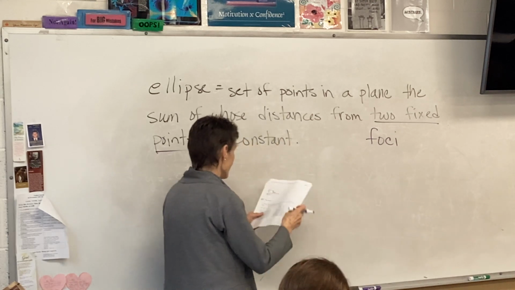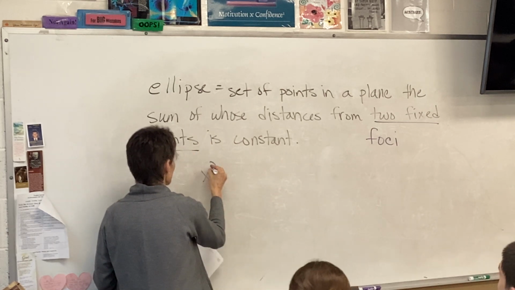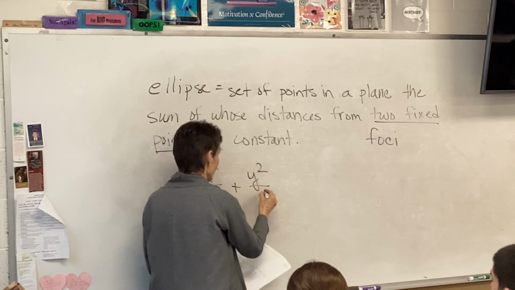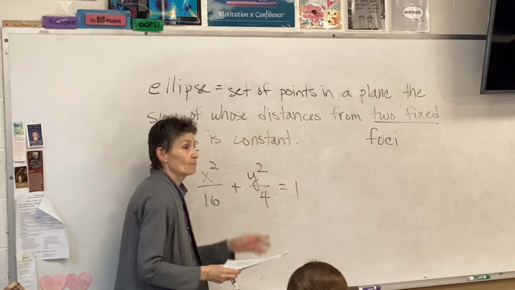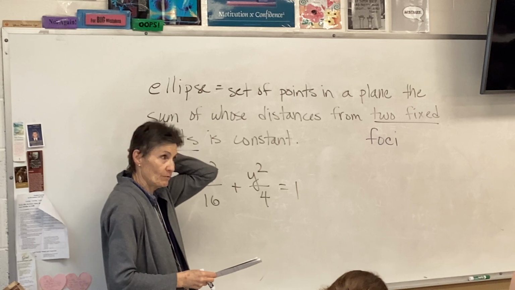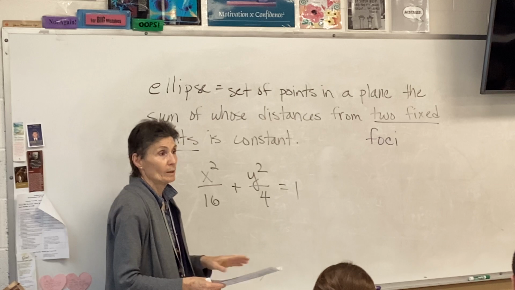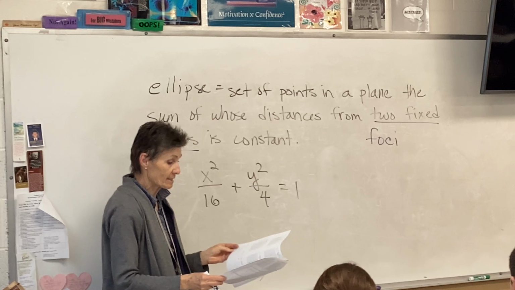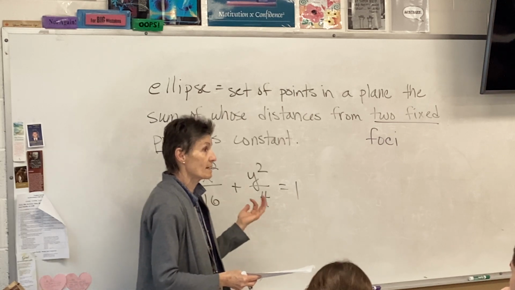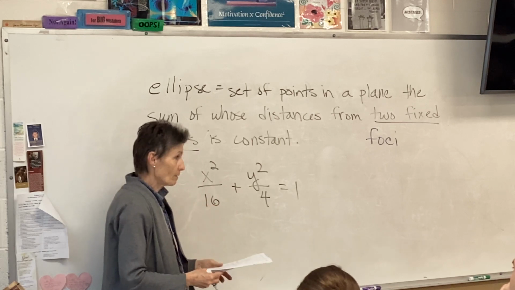So let's look at problem 1A. We have the equation x squared over 16 plus y squared over 4 equals 1. Every ellipse equation that I give you will be in standard form, okay? You will not have to put it into standard form. So in other words, you won't be doing the same kind of completing the square you do in a circle. It'll look like this.